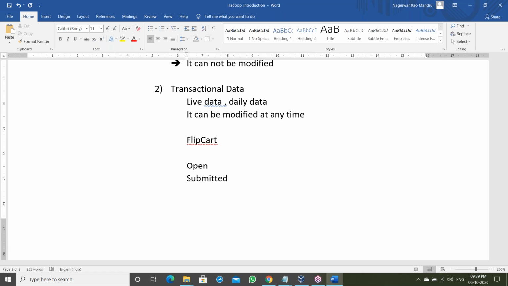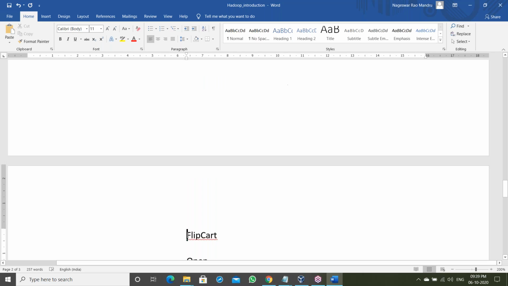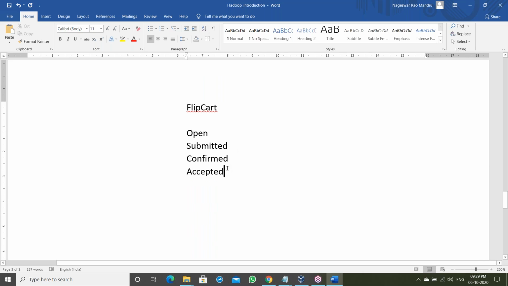After submitting, it shows one bill. Maybe it's huge; if it is more than your capacity, you will cancel. If it is okay, you confirm your order. So the status is initially open, then submitted, then confirmed. Once confirmed, Flipkart has to accept your order. So the next status is order accepted. A Flipkart transaction goes like this: open, submitted, confirmed, accepted.